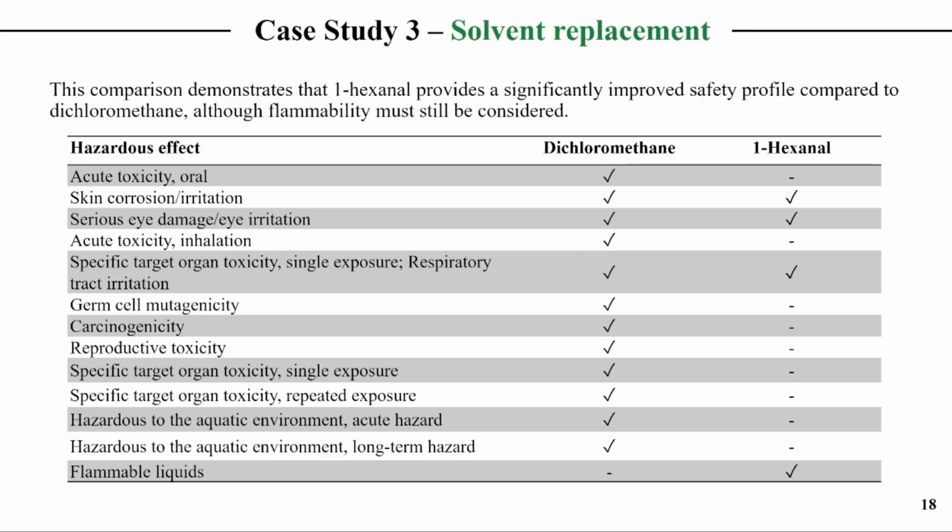However, it should also be noted that 1-hexanol is classified as a flammable liquid, meaning that flammability must still be considered during substitution analysis. This example demonstrates that ChemSub can support solvent replacement by balancing performance requirements together with safety and regulatory considerations. More details for this problem can be obtained from the ChemSub Solved Problem Library.